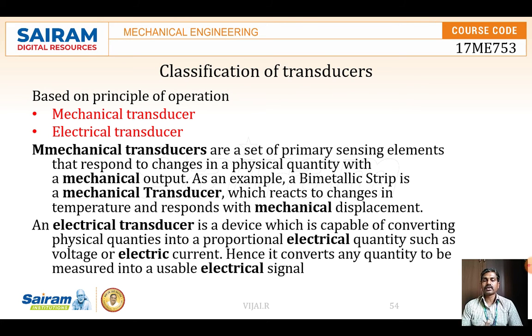An electrical transducer is one which converts any physical quantity into a proportional electrical quantity. Whether it is pressure or temperature, or whatever it is, it senses the physical quantity and converts it into the equivalent electrical signals. So that we call an electrical transducer. All these classifications are very important.